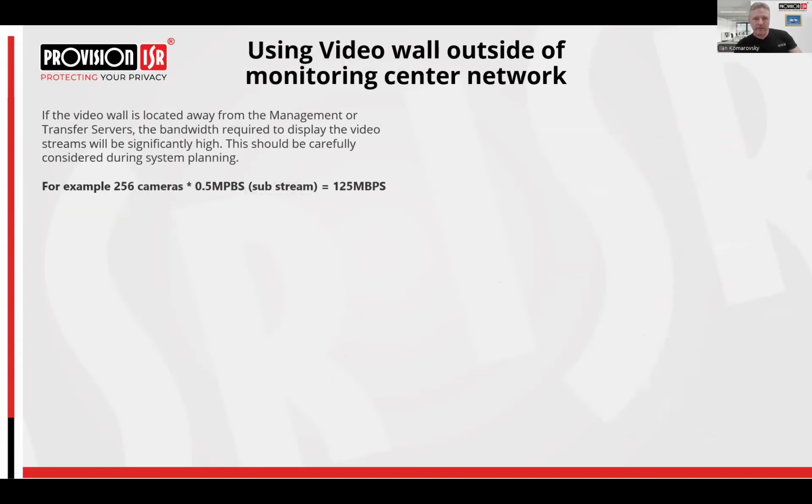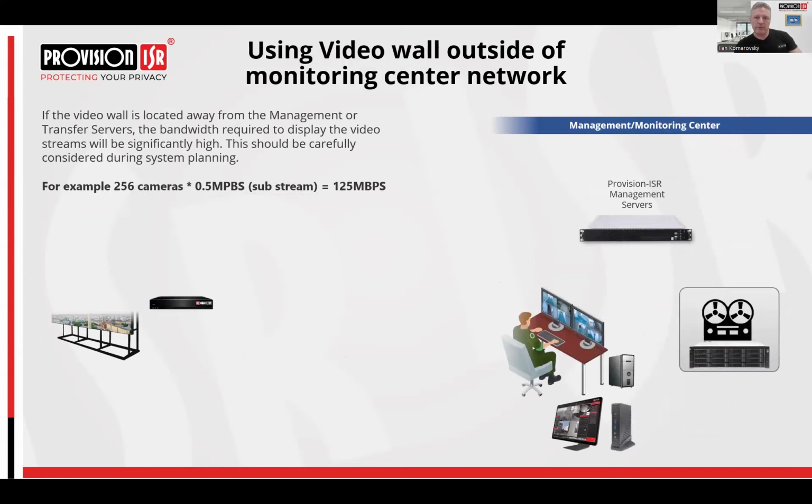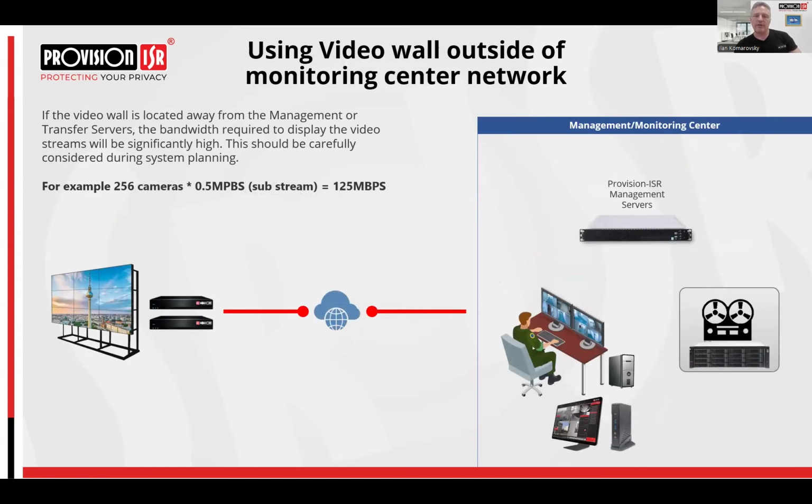Next, this is just a comment for those of you facing a situation where the customer says, I have one building with all the management servers, the recordings and some clients, but I would like to put a video wall in a totally different building or even in some other town. What you need to know is that the bandwidth you need to reserve for this kind of communication is big and it's supposed to be stable. For example, if you have 256 cameras that you need to display on this video wall, in substream, it means you need to reserve 125 Mbps for this kind of operation.